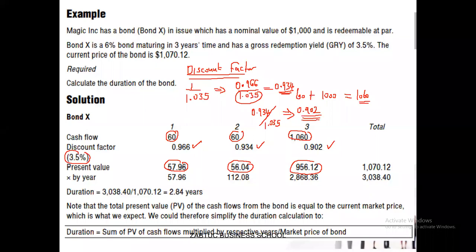Mr. Perry, just a quick question. Do you always discount using the pre-tax cost of debt? Yes. To find the market value of the bond, you always do that. Is that okay, sir? Yes, thank you. All right.